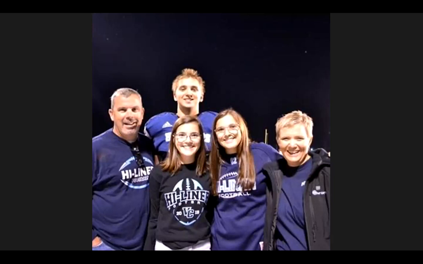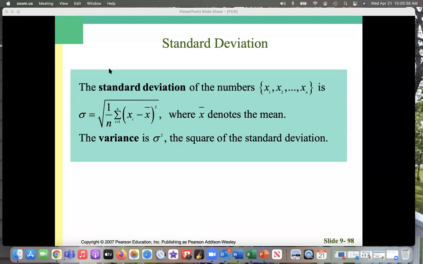I was going to have the quiz tomorrow, but I was gone, so we're not going to do that. So there's that formula for standard deviation we should be familiar with. Remember, variance and standard deviation are related. Standard deviation is the square root of variance. Sigma and sigma squared.